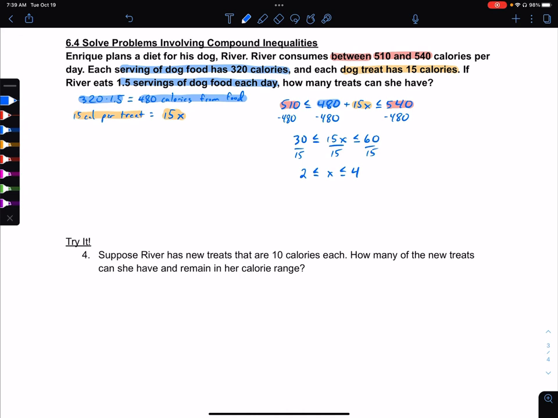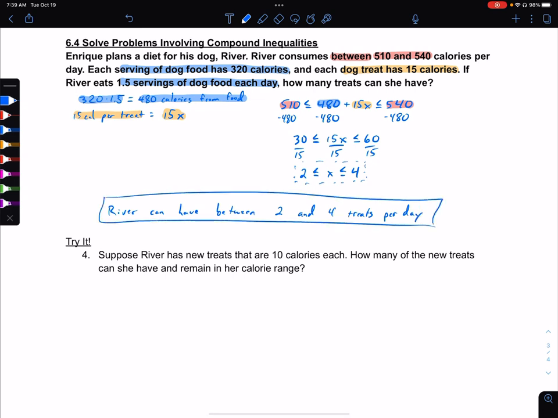All right. So the solution to your inequality is this piece right here, 2 is less than or equal to x is less than or equal to 4. X, remember, being the treats. So what this tells me is that River can have between 2 and 4 treats per day. So that's the answer to the question.